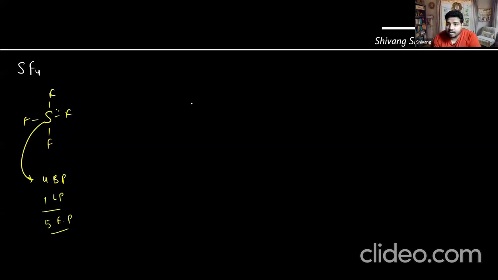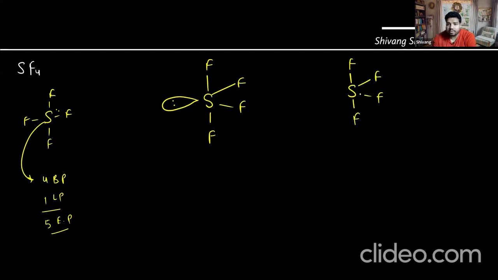Now, again, trigonal bipyramidal we are going to draw because it's 5, but the lone pair will be kept at equatorial. So we put the lone pair at equatorial and draw the remaining bonds. This is your trigonal bipyramidal geometry, not shape. This is the electron domain geometry. Now to decide the shape, we have to remove the lone pair. F, F, F, and F. And this is how it looks.